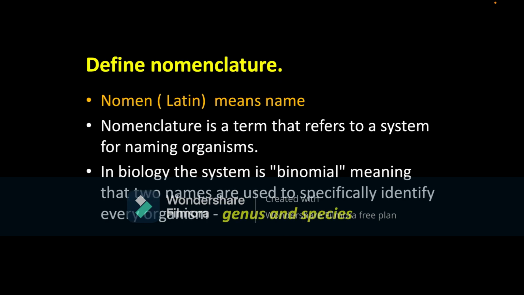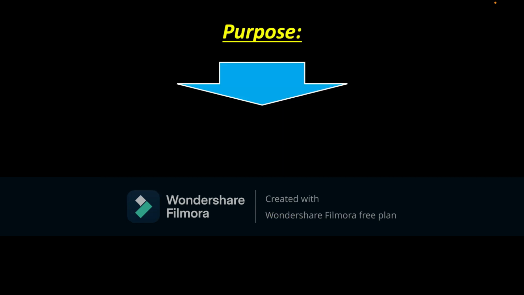The word nomenclature is taken from the Latin word nomen, which means name. Nomenclature is a term that refers to a system for naming organisms. In biological science, binomial means the use of two names which are used to specifically identify every organism: genus and species. But what is the purpose of nomenclature and classification?